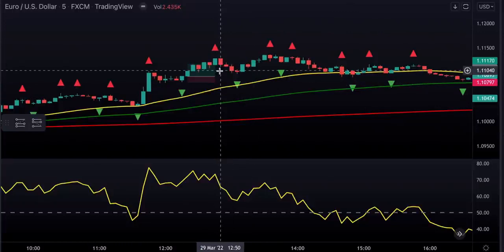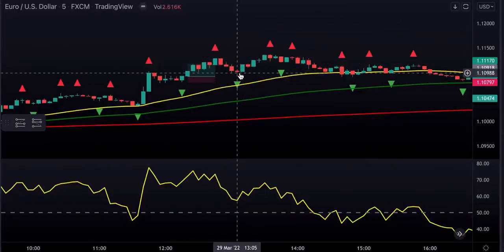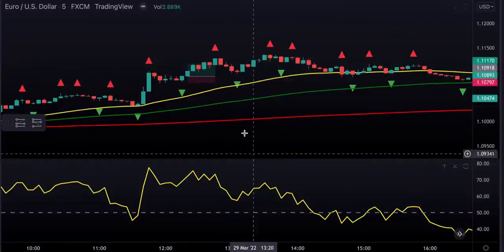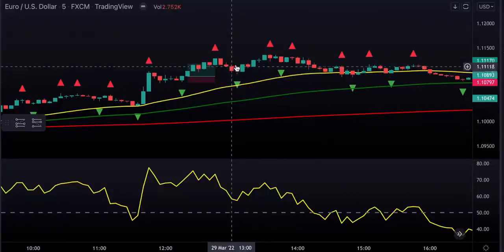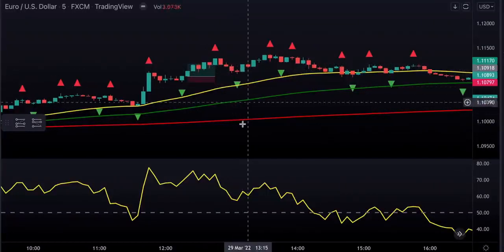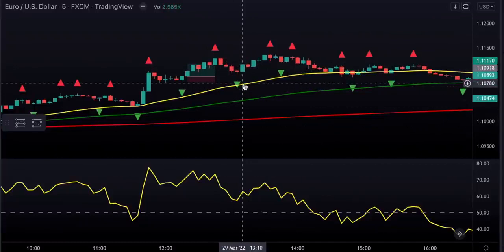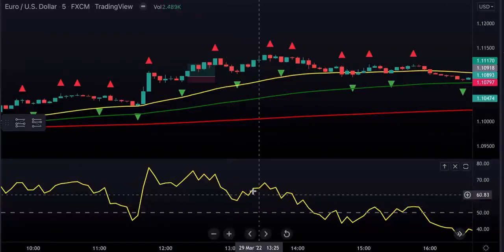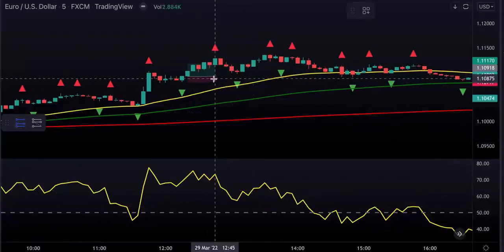Around 30 minutes later, we had another signal right here. We see all the conditions are met. The price is sitting above the moving averages. They all aligned in a way so that we can enter a long position, and the RSI is sitting above 50. So we're going to take another long position right here.